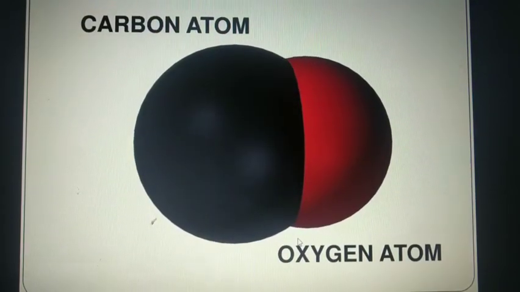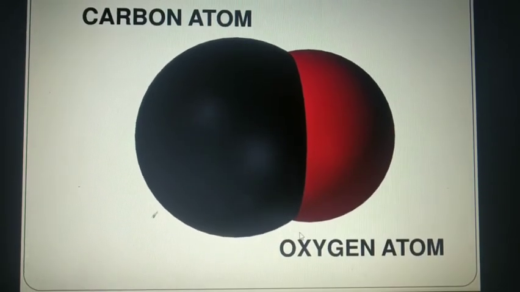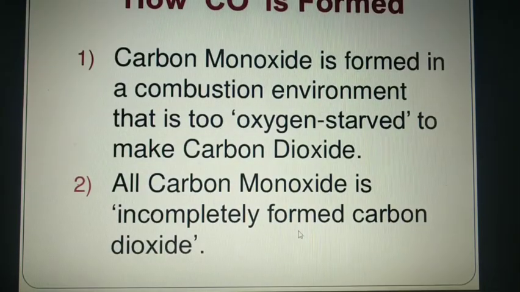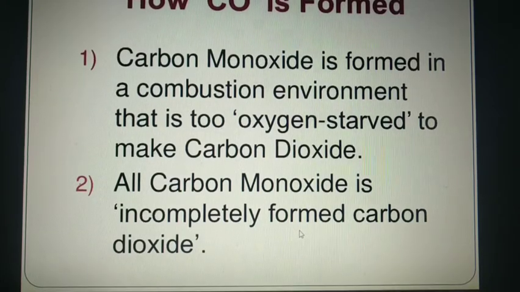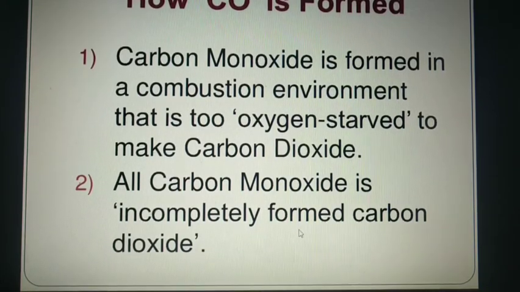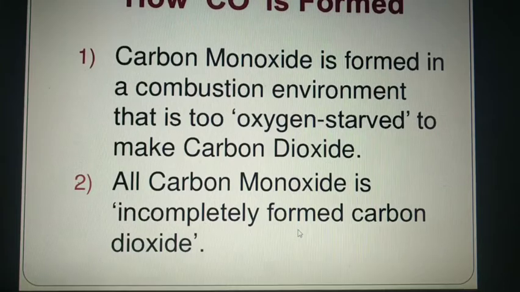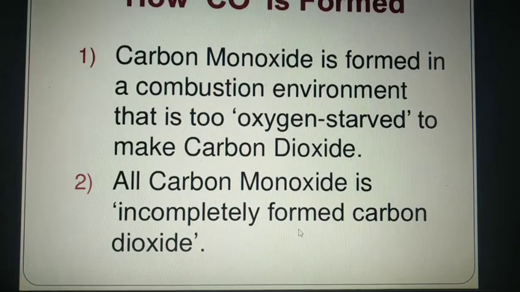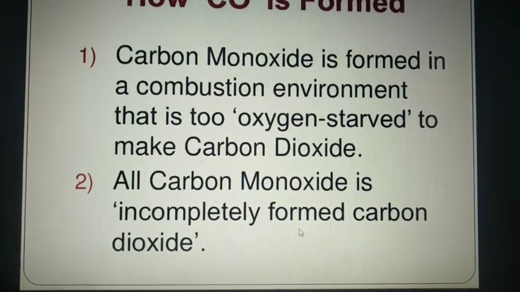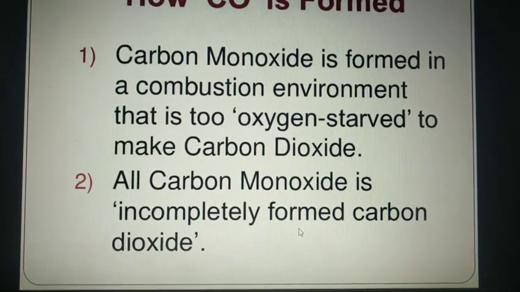So this is the structure. One carbon atom combines with one oxygen atom and form carbon monoxide. Now how carbon monoxide is formed? It is formed in a combustion environment that is too oxygen starved to make carbon dioxide. All carbon monoxide is incompletely formed carbon dioxide. So if you supply a limited amount of oxygen to carbon, it forms carbon monoxide. And a large amount of oxygen if supplied to a carbon atom, it will form carbon dioxide.